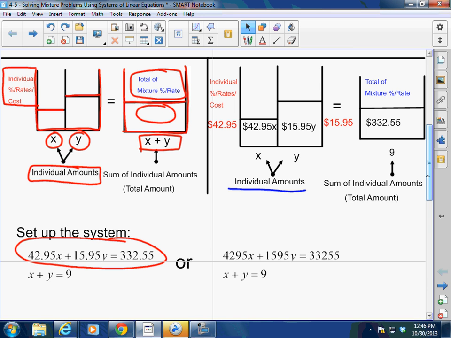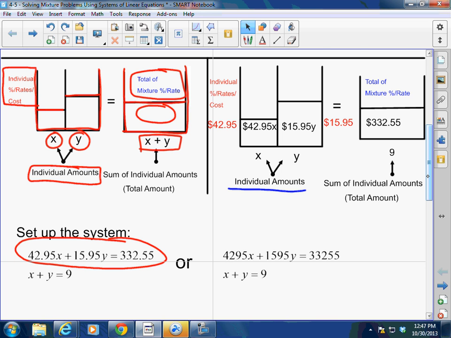Trust me, I know. There's something inside of you saying, no, I don't want to do this. It's easier the other way. I understand, and that's fine. You want to do it the other way, that's fine. But trust me, when we get to the percent problems, you're going to love this. So that's why I want you to practice this now.